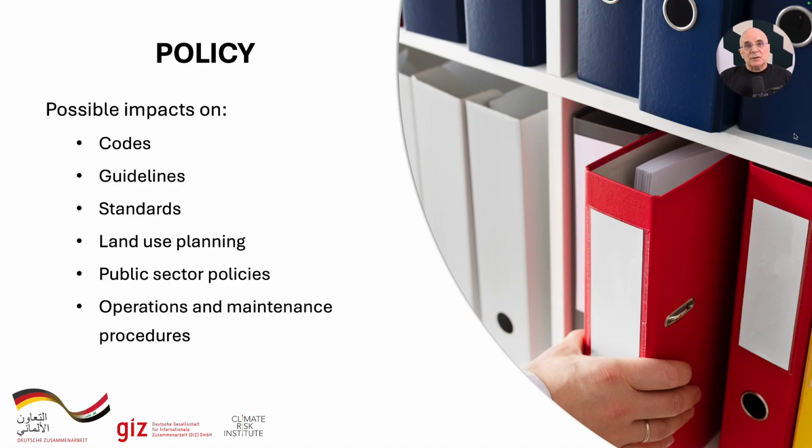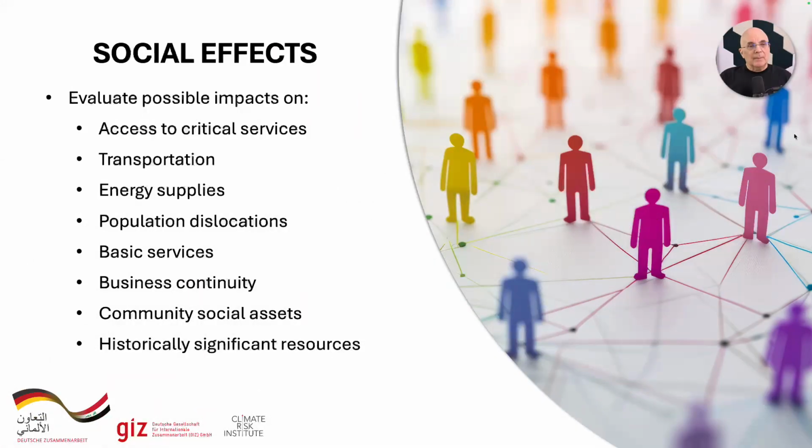Could there be impacts on codes, on guidelines, on standards, our land use planning, public sector policies, operations and maintenance procedures? Do events or could events possibly put us out of compliance with any of these? And we need to consider social effects, evaluating possible impacts on access to critical services, transportation, energy supplies, potential population dislocations during an event. What are the basic services we absolutely have to provide? Considerations of business continuity, community and social assets, and historically significant resources, which may have a different risk profile than other systems.